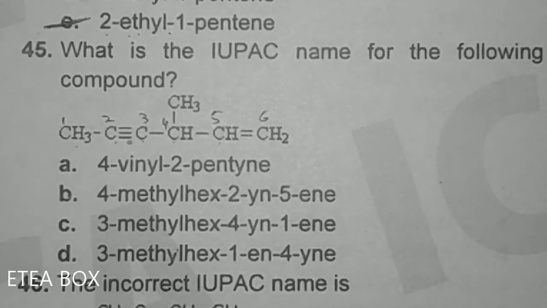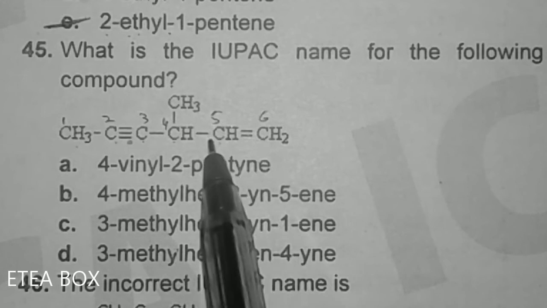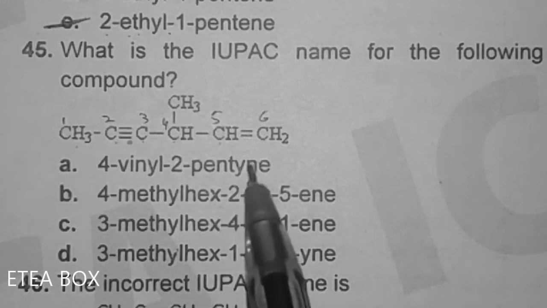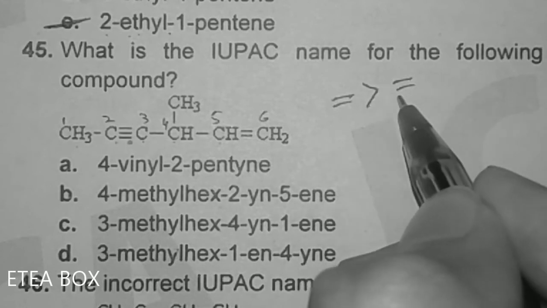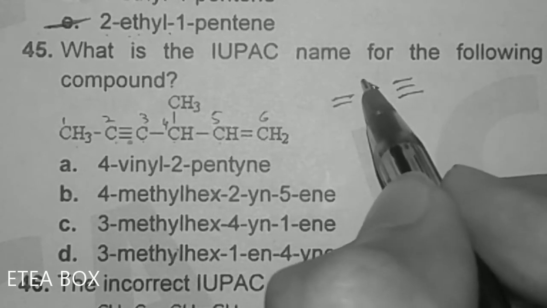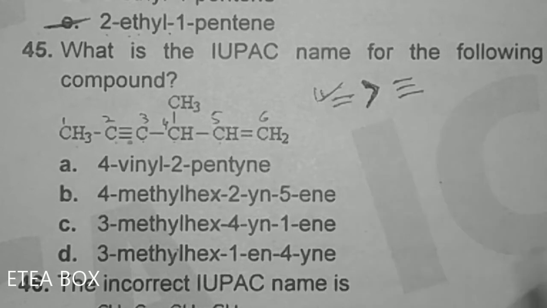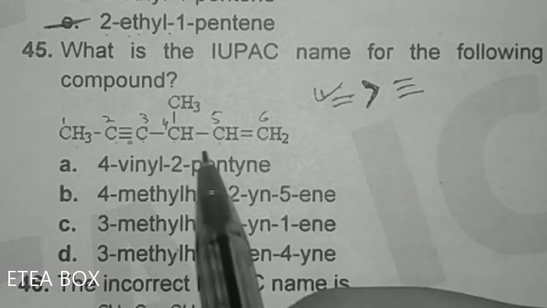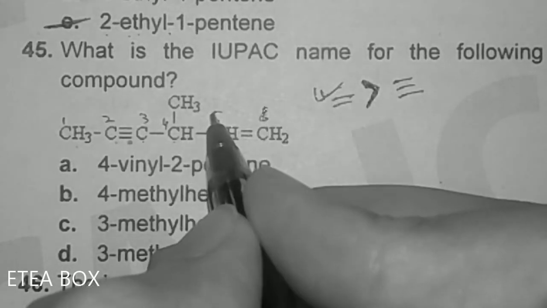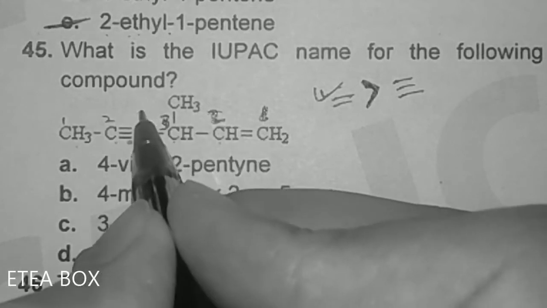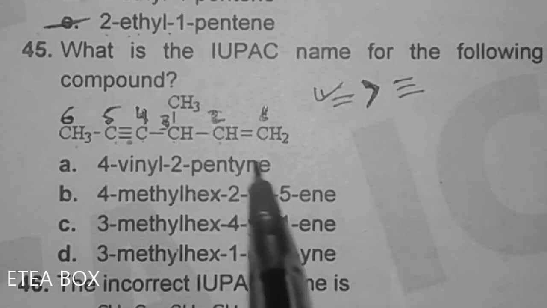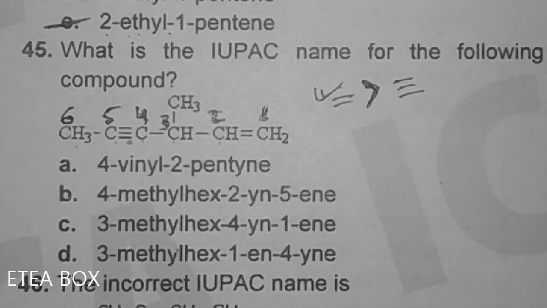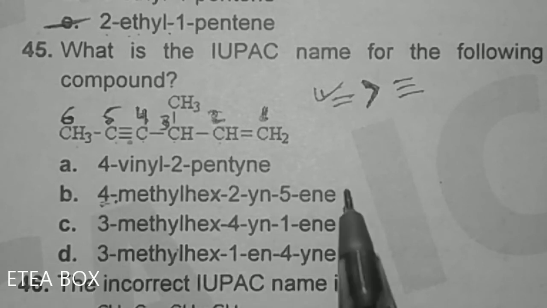Now look here, select the longest continuous chain, 1, 2, 3, 4, 5, 6. Now you have to give preference to the double bond. Look, you have to give preference to the double bond over the triple bond. Now look here, start the numbering from here, 1, 2, 3, 4, 5 and 6. Now on carbon number 3 a methyl group is present. Now look here, these 2 are incorrect because they have mentioned number 4.